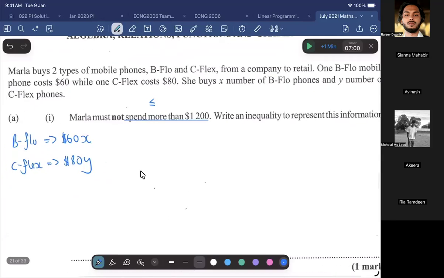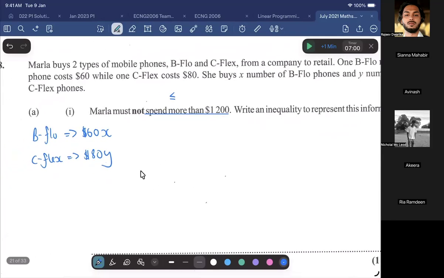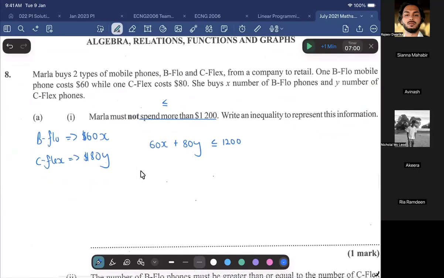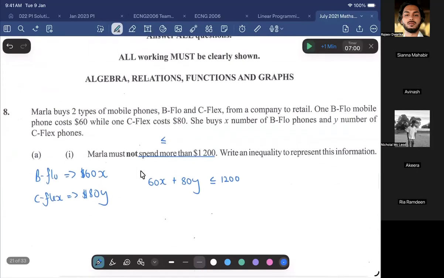Right, an inequality to represent this information. We already know that if she buys X B Flows, it's going to be 60X, and she might buy some C Flex phones. So if she buys Y C Flex phones, it's going to be 80Y, and that cost must not be more than 1,200. So it needs to be less than or equal to 1,200. Is there anybody confused by this? Akira, you confused by this? No, sir. Okay.